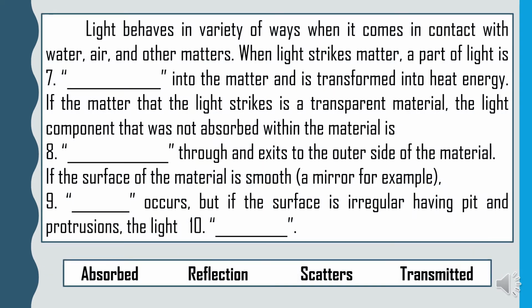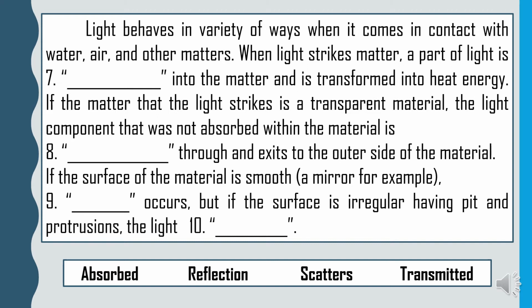Light behaves in a variety of ways when it comes in contact with water, air, and other matters. When light strikes matter, a part of light is absorbed into the matter and is transformed into heat energy. If the matter that the light strikes is a transparent material, the light component that was not absorbed within the material is transmitted through and exits to the outer side of the material.